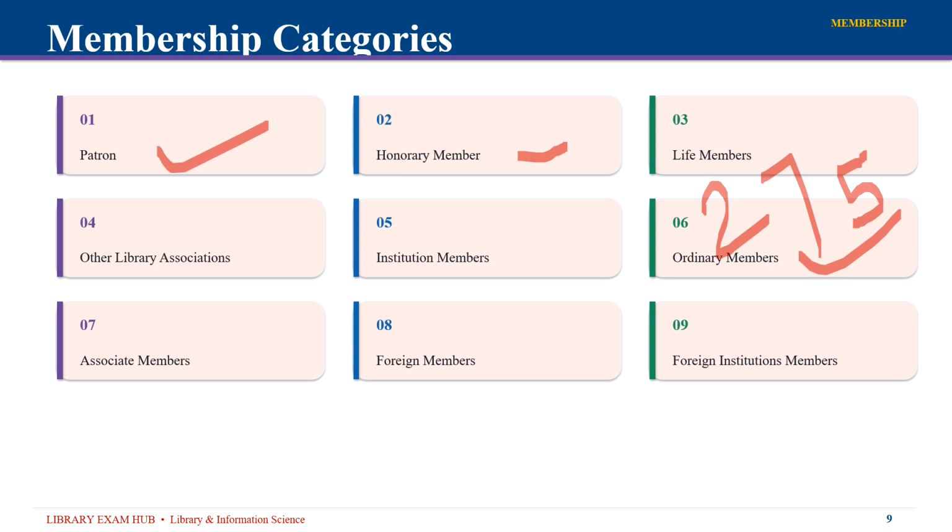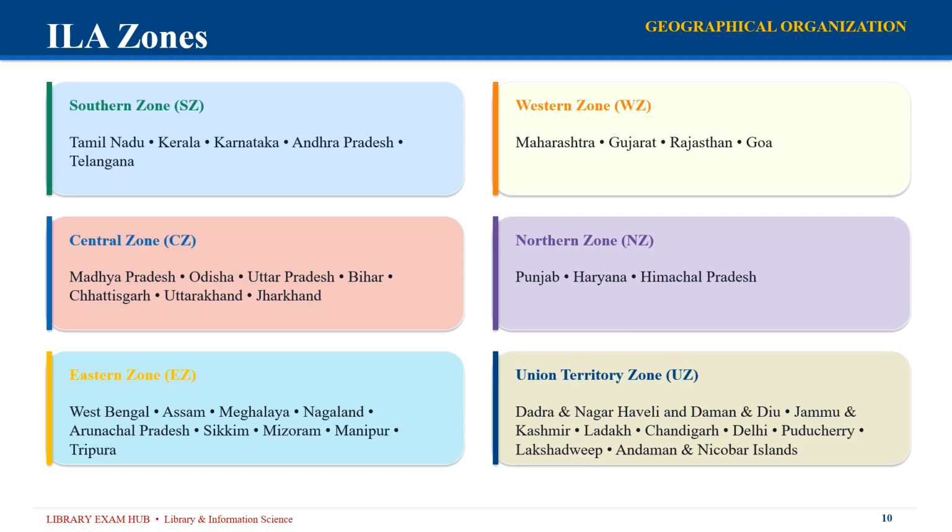Other library association and foreign members, foreign institutional members. These are different types of membership categories. When you visit the ILA website, you can find this membership category, and you can be a member of the ILA by subscribing.